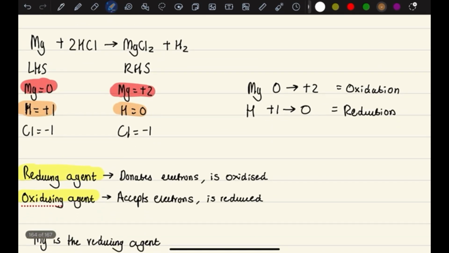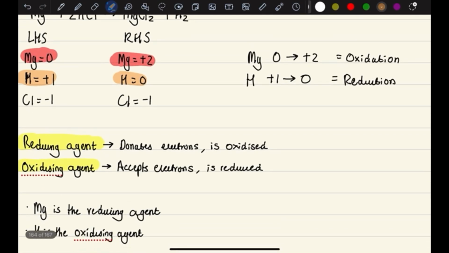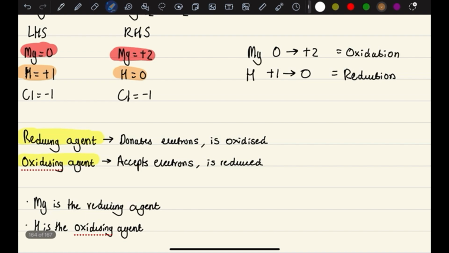Now, just another term: reducing agent and oxidizing agent. A reducing agent donates electrons. It is reducing the other thing involved, so in turn, it's oxidized. The oxidizing agent accepts electrons. It's reduced because it accepts electrons. It is taking and gaining electrons. So in this question, magnesium was the reducing agent. Hydrogen was the oxidizing agent.